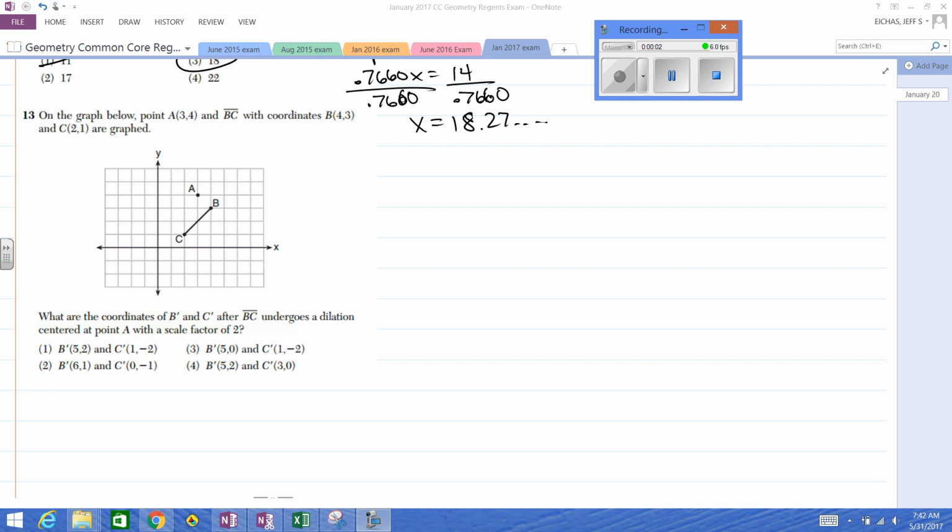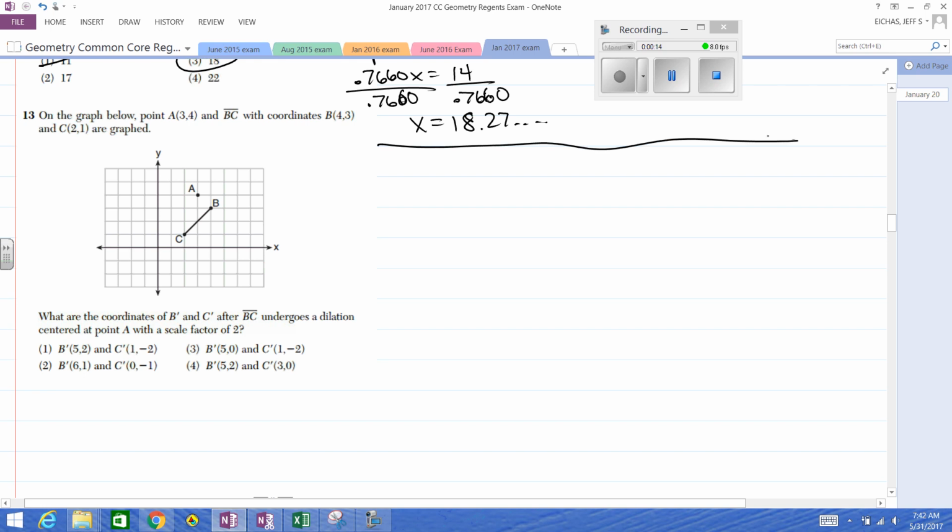Okay, back for another video lesson on how to complete these Regents Common Core geometry exam questions. All right, so number 13. Okay, so we're going to perform a dilation, but in this case, the center is not the origin. We cannot just multiply the coordinates in this case. So there's a few ways to do this.